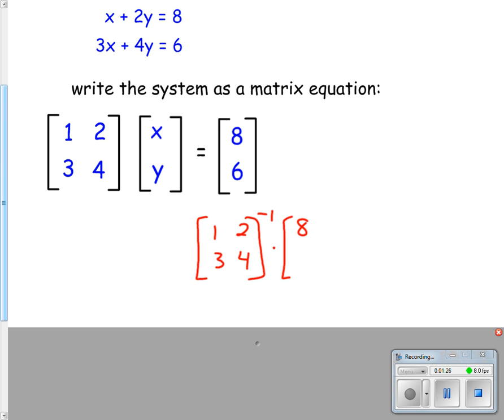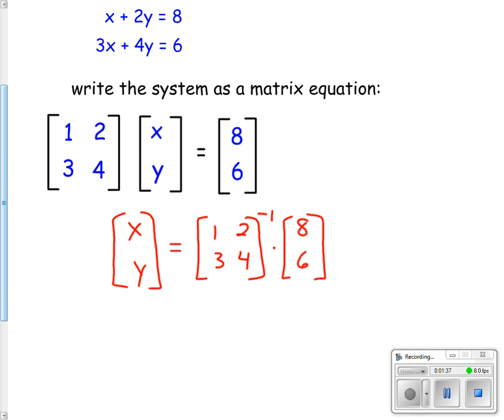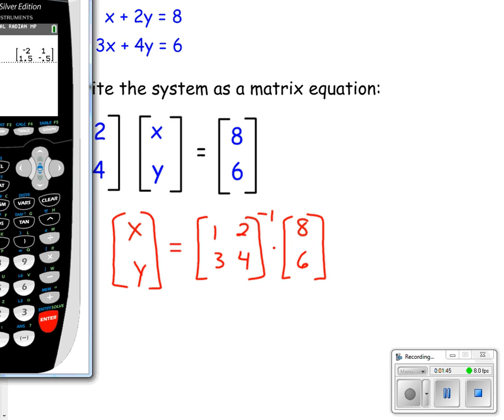And multiply that times our answer matrix. And that'll give us the values of our variables. So if I can find the inverse of matrix 1, 2, 3, 4, I'll multiply that by matrix 8, 6, and I'll have my values for x and y. The quickest way to do it would be to put those on your calculator in a matrix A, and then calculate the inverse of matrix A.